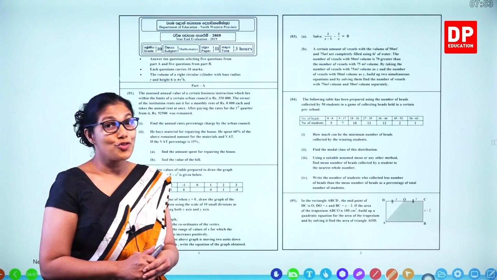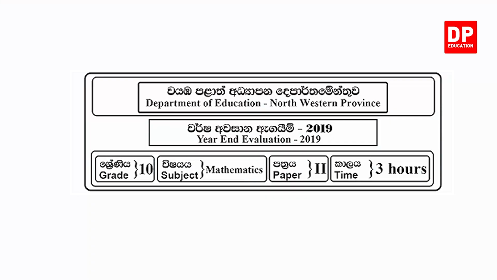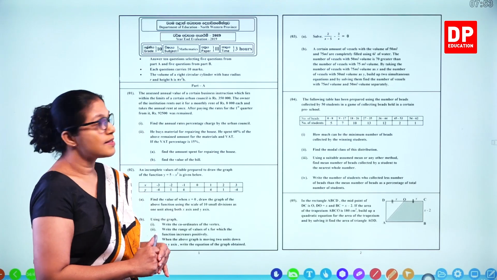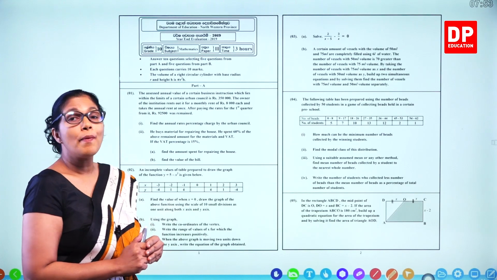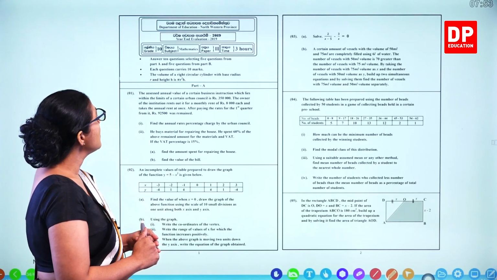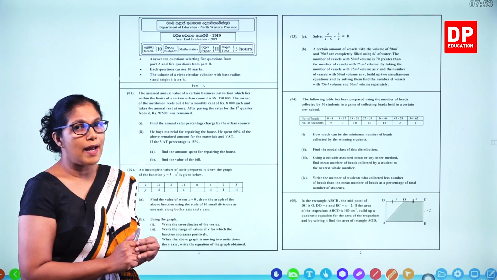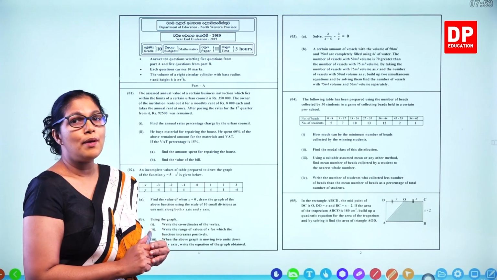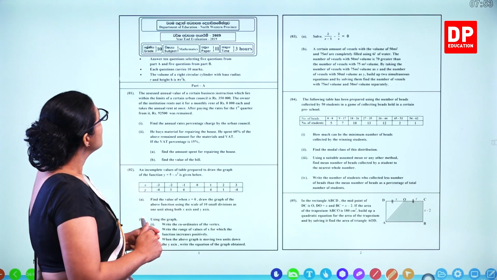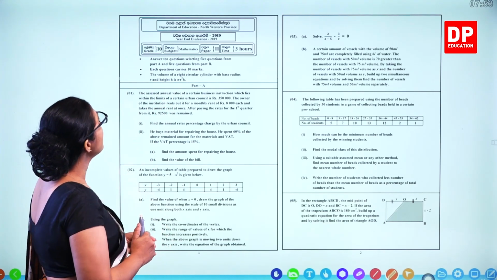Hello grade 10 students. Today I am going to do Year-End Evaluation 2019, Department of Education, Northwestern Province, Paper 2. You get two parts, Part A and Part B. Each part has 6 questions, but you have to do only 5 questions. Each question is worth 10 marks, and you can spend a maximum of 18 minutes on each question. In this paper the volume of the cylinder, pi r squared h, is given.